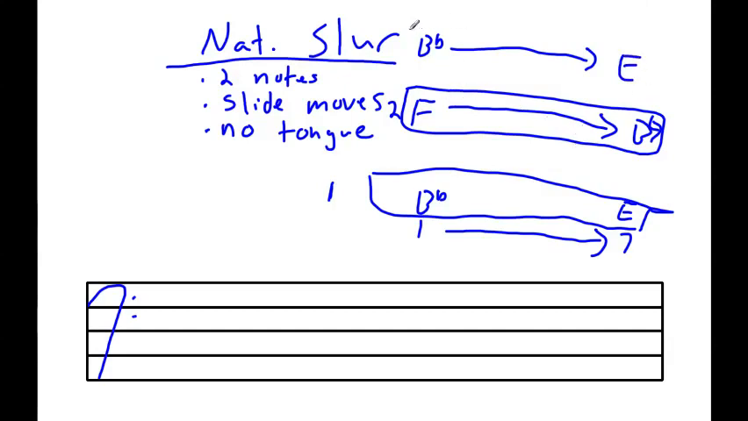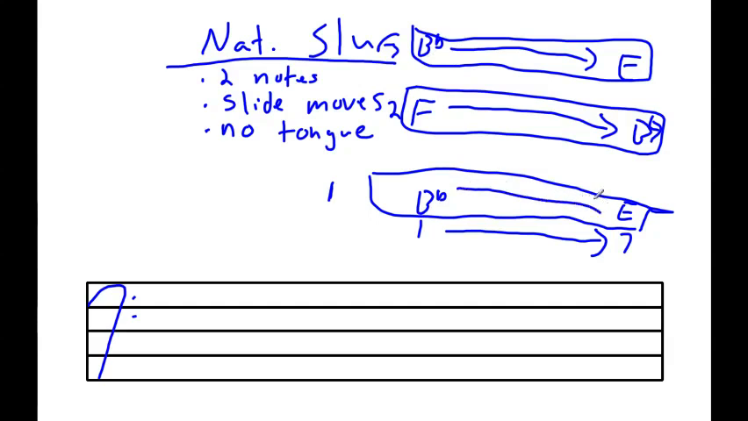there. So that's the third floor in this example. So natural slurs occur. Put that arrow in there for consistency. So if I were to play a note on this floor to a note on this floor, it's going to be a natural slur.